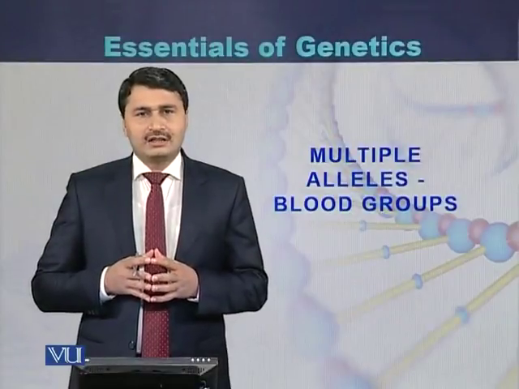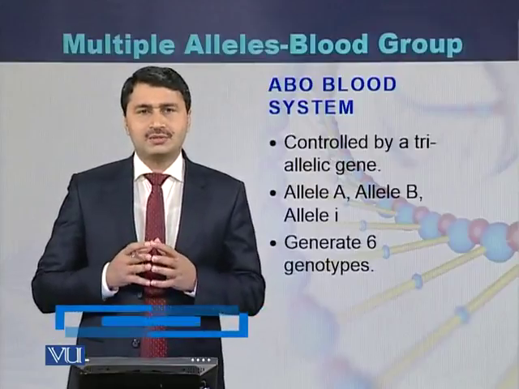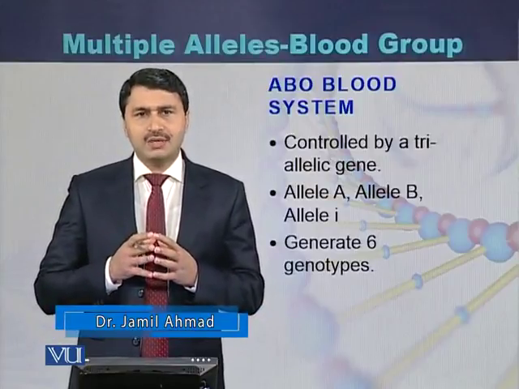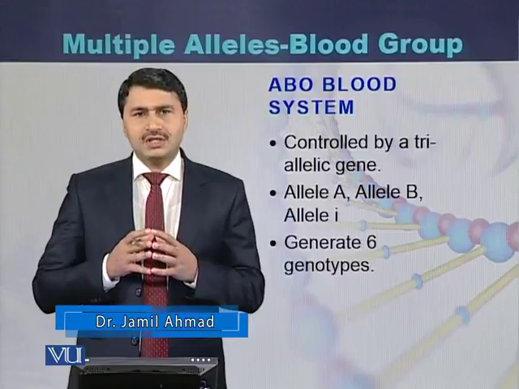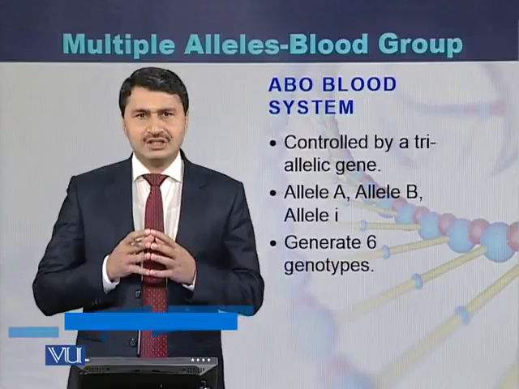Multiple alleles and the blood groups. The ABO blood system is the blood system of humans. The ABO blood system is controlled by a gene. That gene is triallelic in nature.